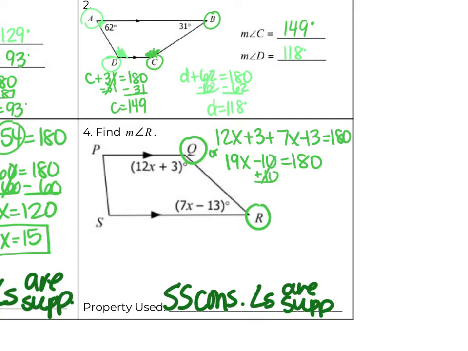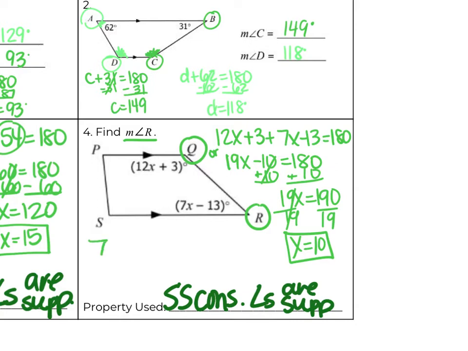Okay, so next we would add 10. So 19x equals 190. Divide by 19. x equals 10. Okay, but we do need to plug into R here as well. So you do 7 times 10 minus 13. So that's 70 minus 13, which will be 57 degrees. And remember, m just means how many degrees it is.